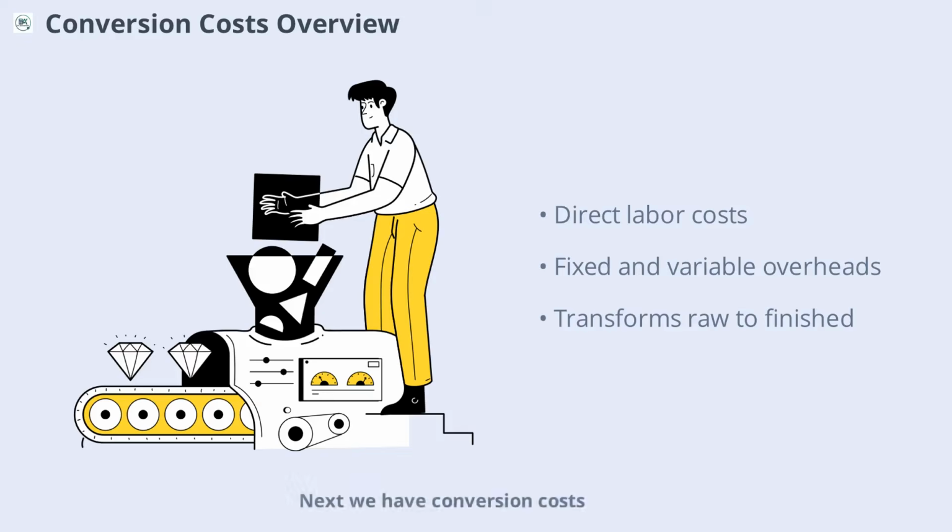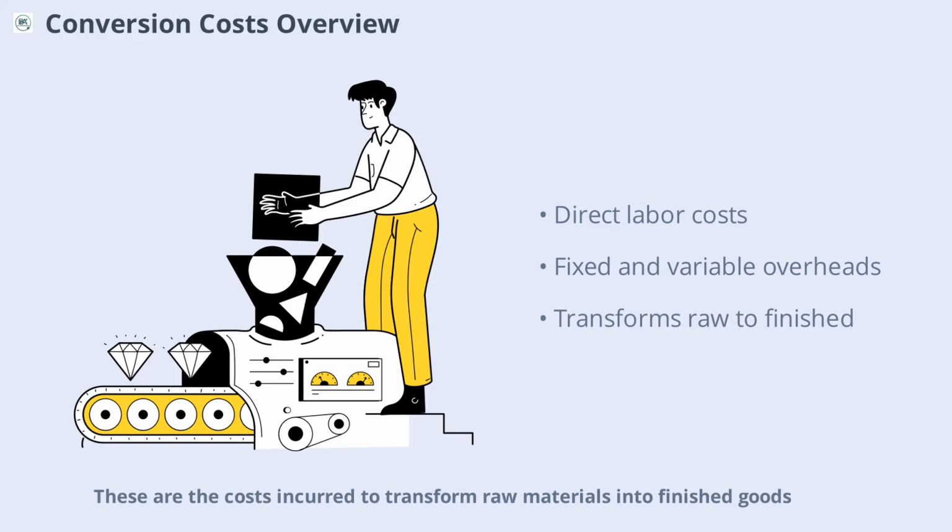Next, we have conversion costs. These are the costs incurred to transform raw materials into finished goods. Conversion costs include direct labor, wages paid to workers directly involved in production, and a systematic allocation of both fixed and variable production overheads. Fixed overheads are costs that remain constant regardless of output, like factory rent, while variable overheads change with production volume, such as utilities. Together, these make up the total conversion cost added to inventory.